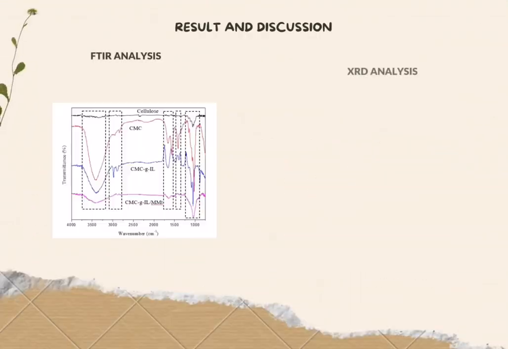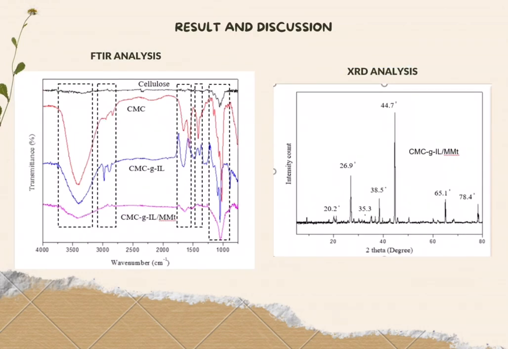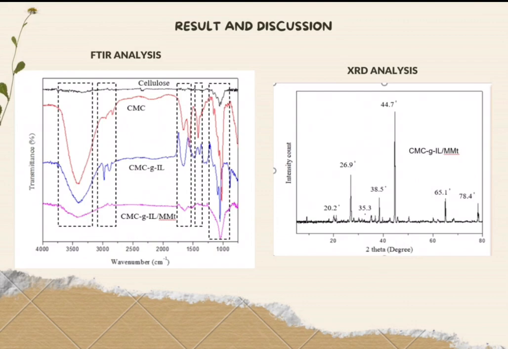Okay, for the result, the FTIR analysis shows there is a presence of important peaks of each material in the final product. For example, in the final product, there are important peaks for carboxymethyl cellulose, ionic liquid, and also MMT. Same goes with the XRD analysis. It shows the diffraction peaks for the three materials. For example, 0.2 degree is for CMC. The diffraction peak at 38.5 is for ionic liquid, and the rest is referred to montmorillonite.